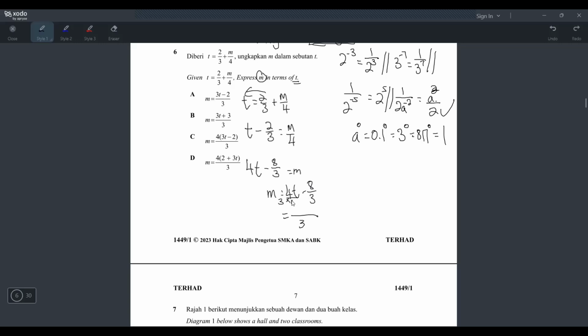So what is one, you make it the same. You make the bawah, the denominator, the same. So when the bawah times 3, the atas you also times 3. And what is 4 times 3? 12t minus 8. So this is your answer: 12t minus 8 over 3.